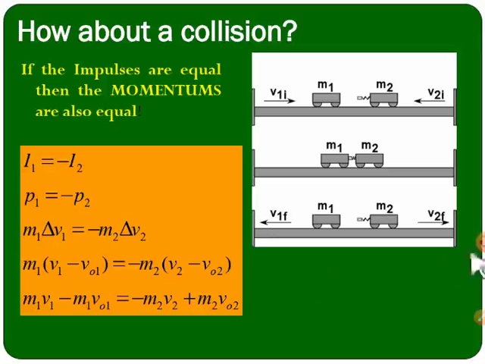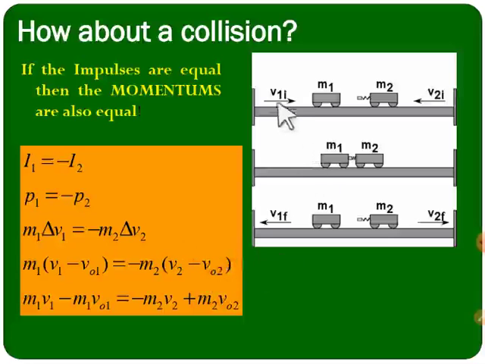So let's see about that. If the impulses are equal, then the changes in momentum are also equal. We know that the change in momentum is equal to the impulse, right? So if the impulses are equal and opposite, then their changes in momentum must also be equal and opposite, right? So impulse is nothing but the change in momentum. The change in momentum is mass times change in velocity for the first body. Likewise for the second body, mass m2 and its change in velocity.